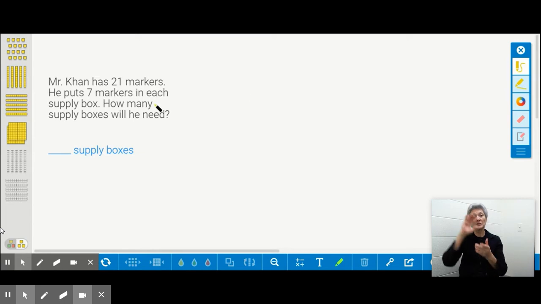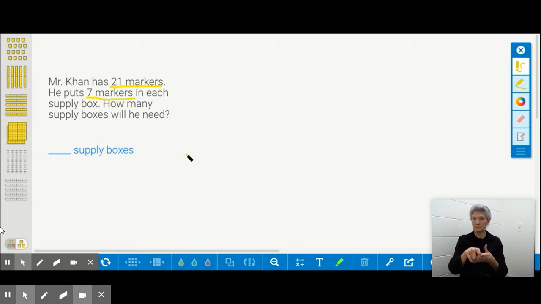Mr. Khan has 21 markers, so he has a total of 21 markers. And he's going to put 7 markers in each supply box. So each supply box is getting 7 markers. How many supply boxes will he need?